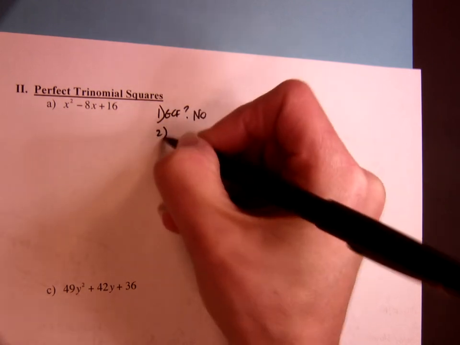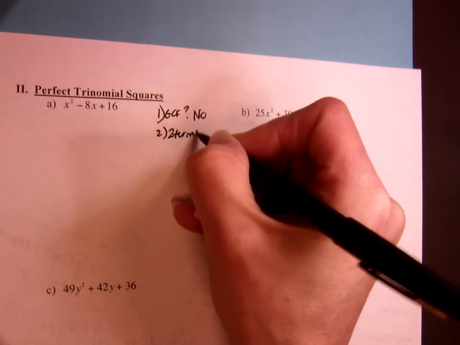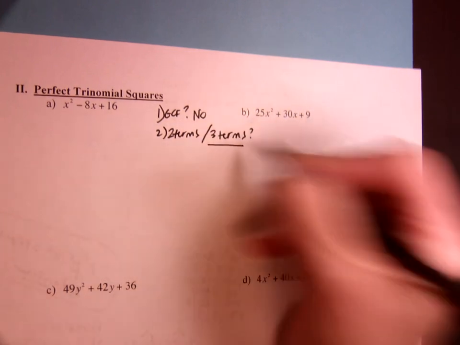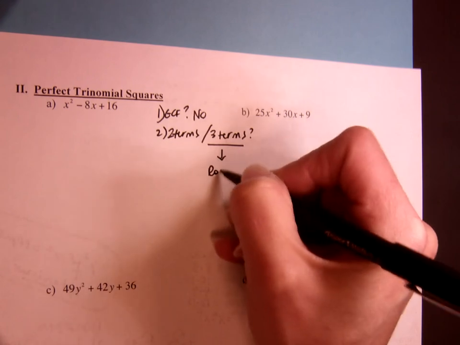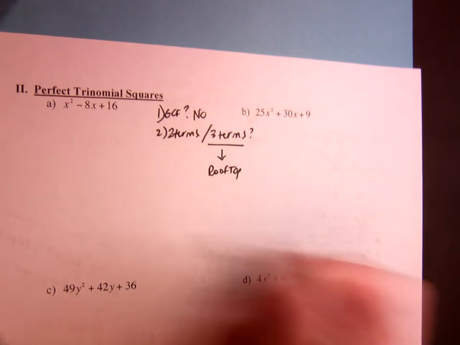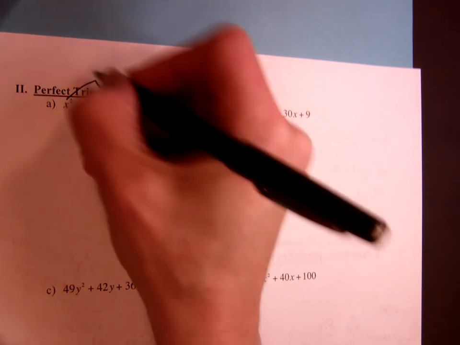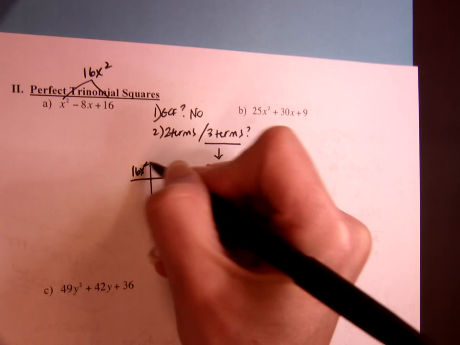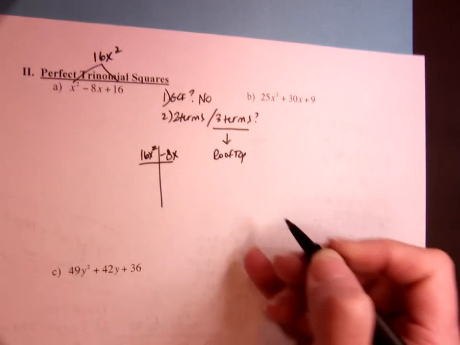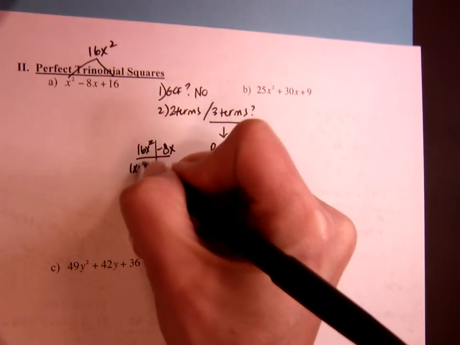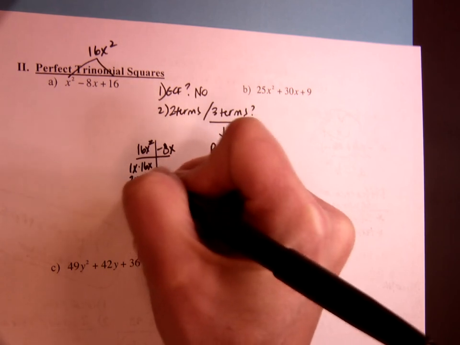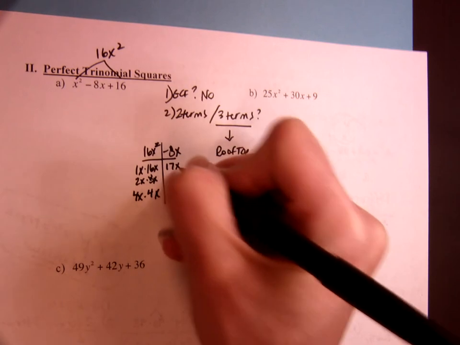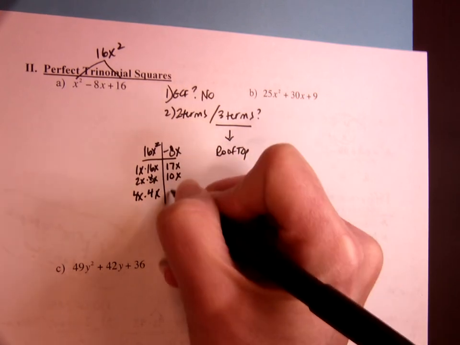So number 2, the next thing you do is ask yourself, are there 2 terms or 3 terms? There are 3 terms this time, and so you're going to do rooftop. Okay? So if we do rooftop, this gives us 16x squared and negative 8x. So we do our multiplying, 1x times 16x, 2x times 8x, and 4x times 4x. And we add. This is just like what we did on Thursday and Friday.